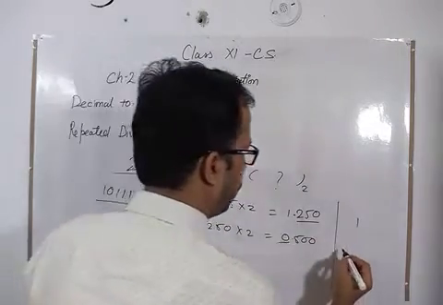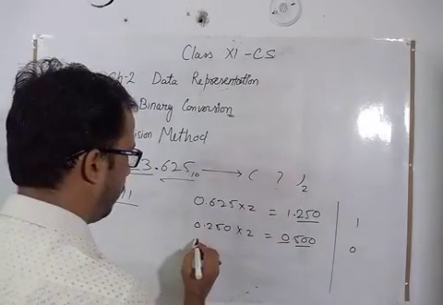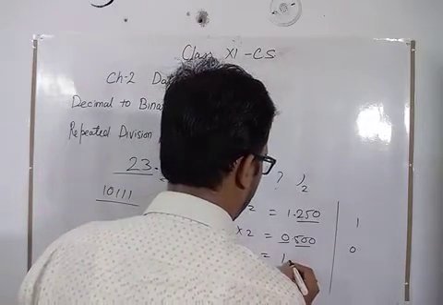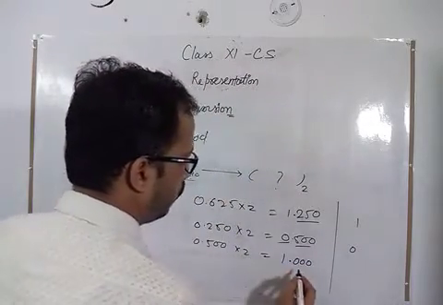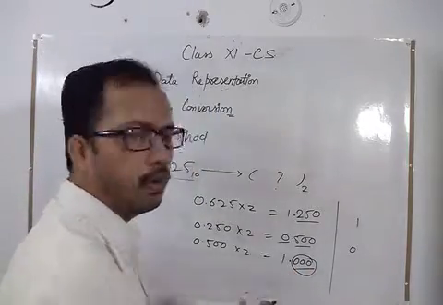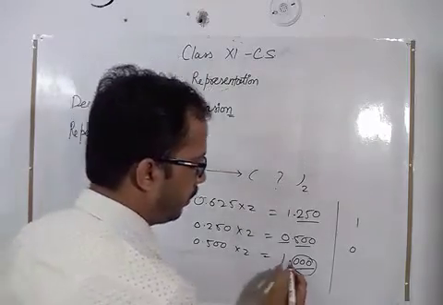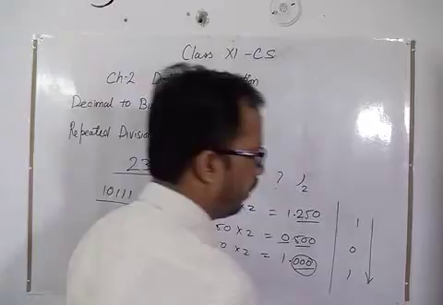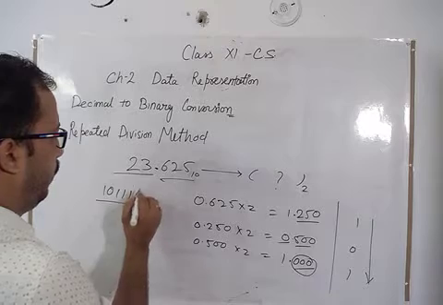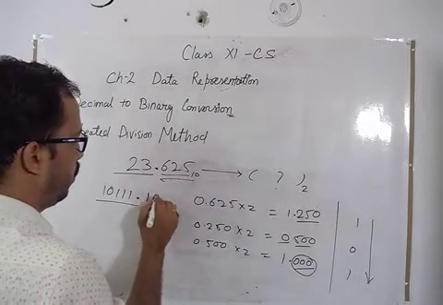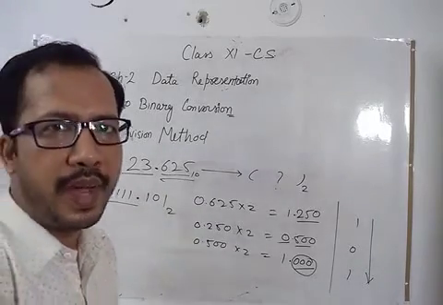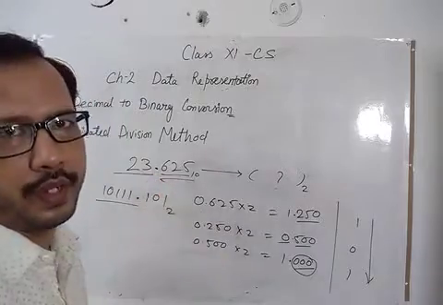We have this, and this part again we will multiply by 2. Now this part becomes 0, so no need to multiply it by 2 further, and this part here, we will arrange it like this. So we will get 1 0 1. So now the point and this part is 1 0 1. So this is your binary equivalent of 23.625.